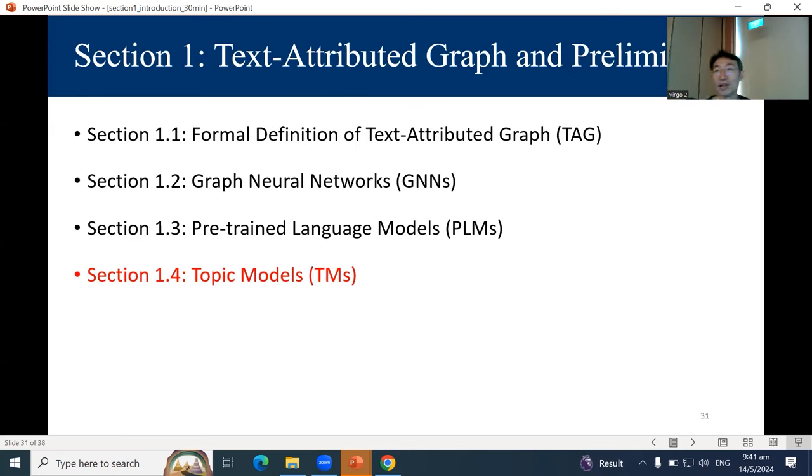Now, finally, topic models. This might be something that not everybody is familiar with. How many of you have been working on topic models?